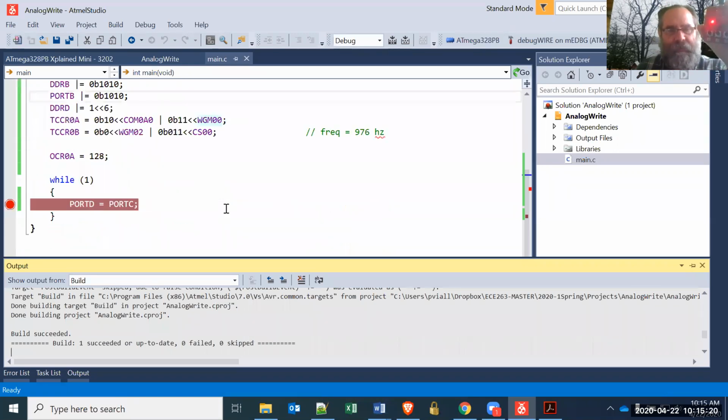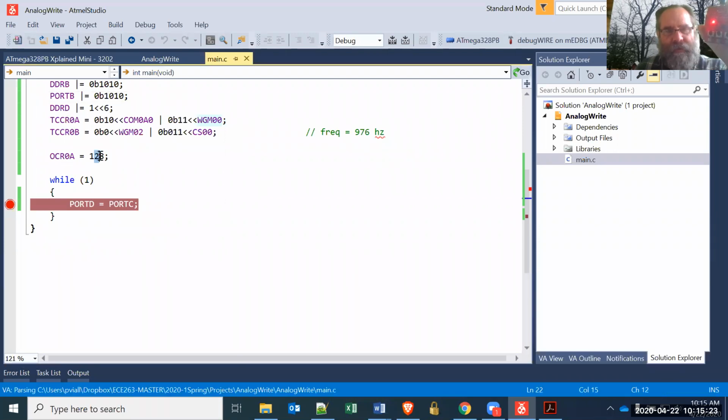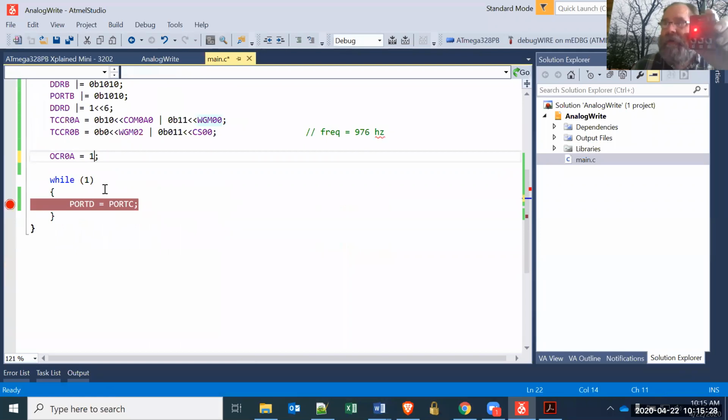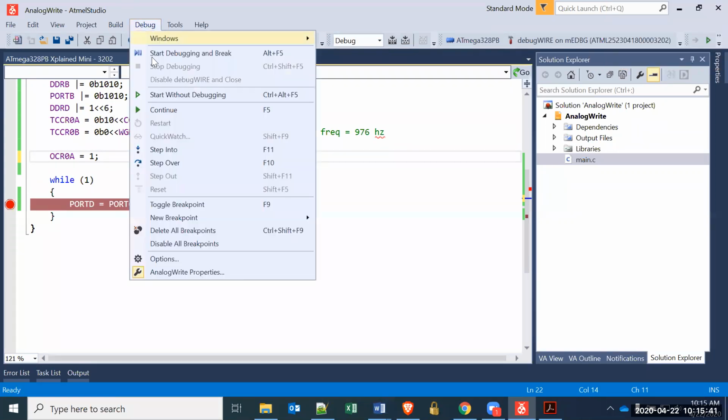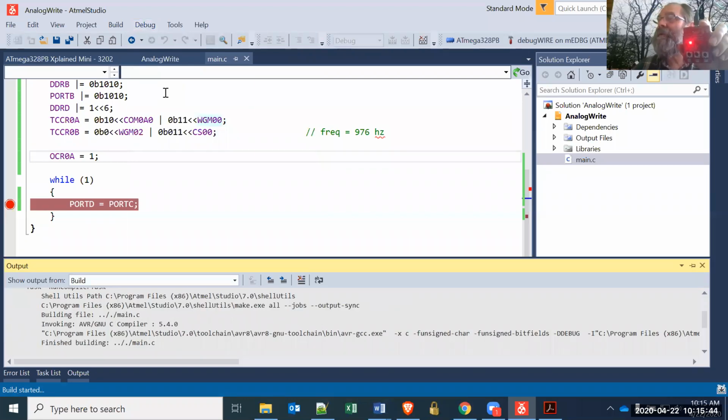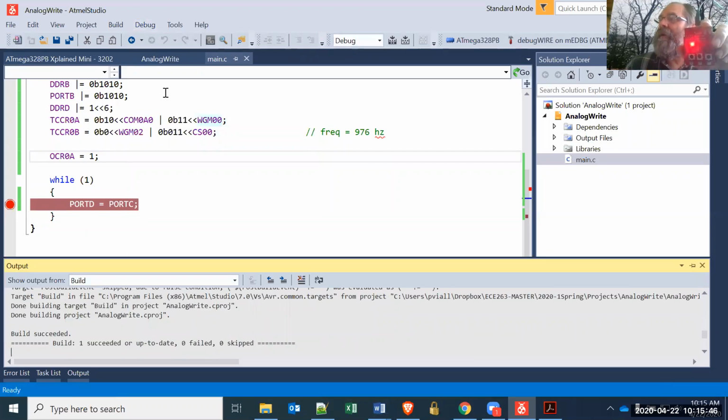Let's change this to 1. Is that going to be full brightness or is that going to be extremely dim? Practically off? All right, well, let's see. Start without debugging. Okay, full brightness, because if you are at 0, which is a 1% duty cycle, most of the time you're at 0, it should be full brightness.